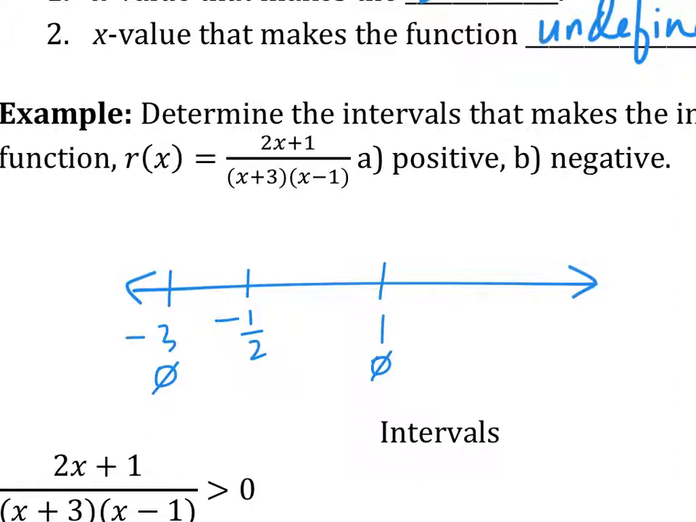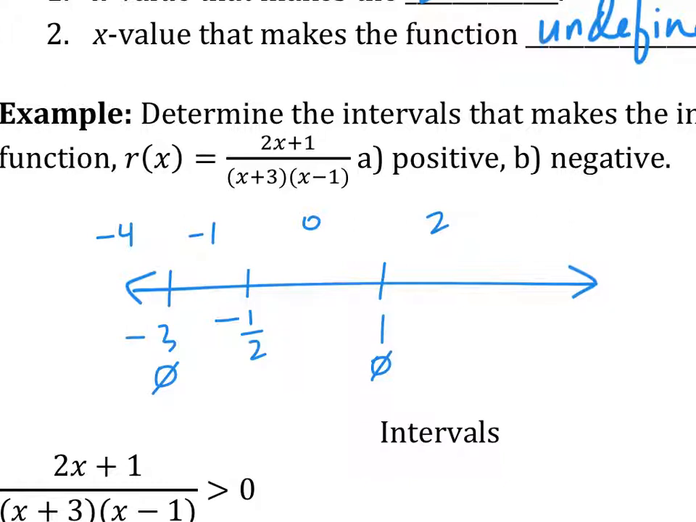Now we're going to do the sign chart the same as before. So give me a number that's smaller than negative 3. Negative 4. Give me a number that's between negative 3 and negative 1/2. Negative 1. Give me a number between negative 1/2 and 1. 0. And a number bigger than 1. 2. All right, let's take a look.